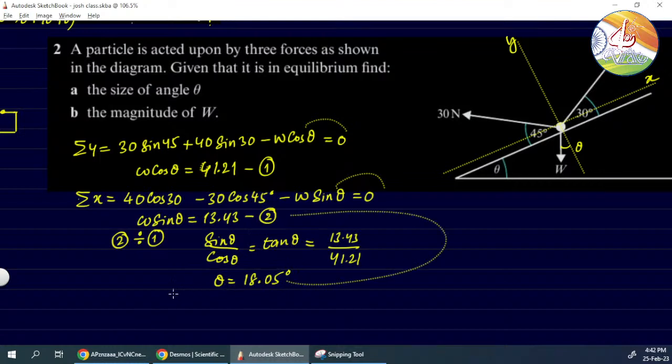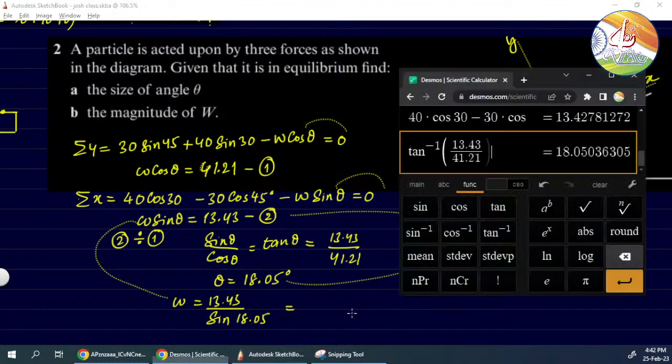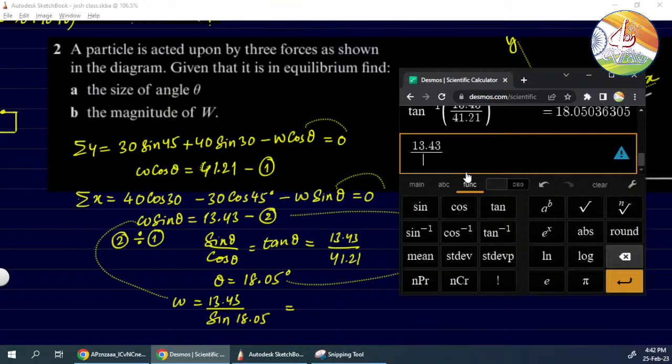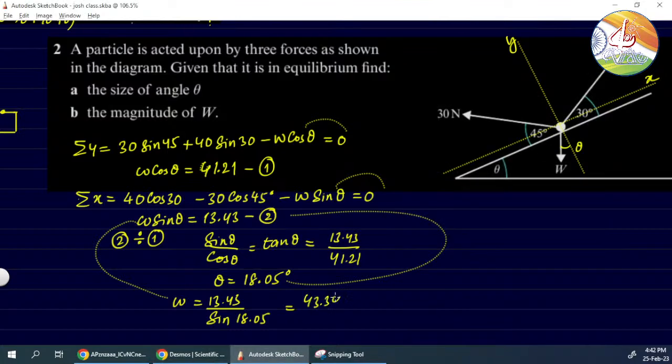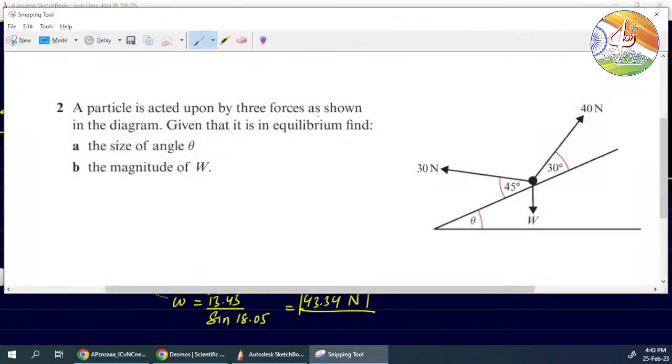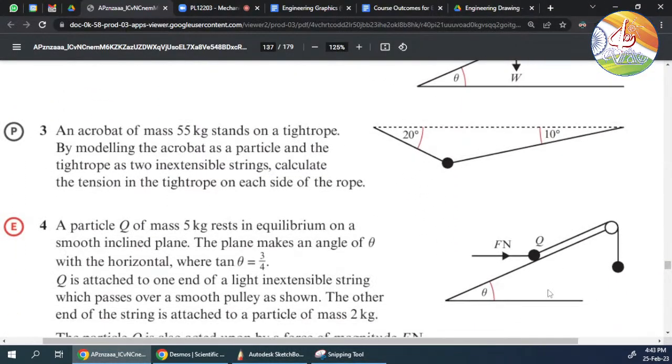Let us substitute in one of the equations, and that equation will give us the value of W. W will be equal to 13.43 divided by sine of angle theta. Theta is 18.05, that's what we found just now. So find this value, 13.43 by sine 18.05. That's 43.34. This is in newtons. Okay. Yes. So this is the magnitude of W. And this is the angle of slope, actually, not the direction of W. This is the angle of slope and this is the magnitude of weight. Okay. Yes. Let's take the next one. This one is over. Third one.